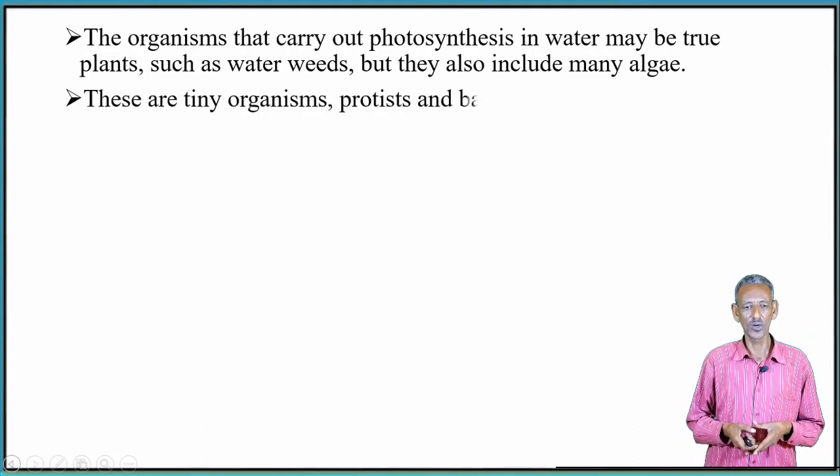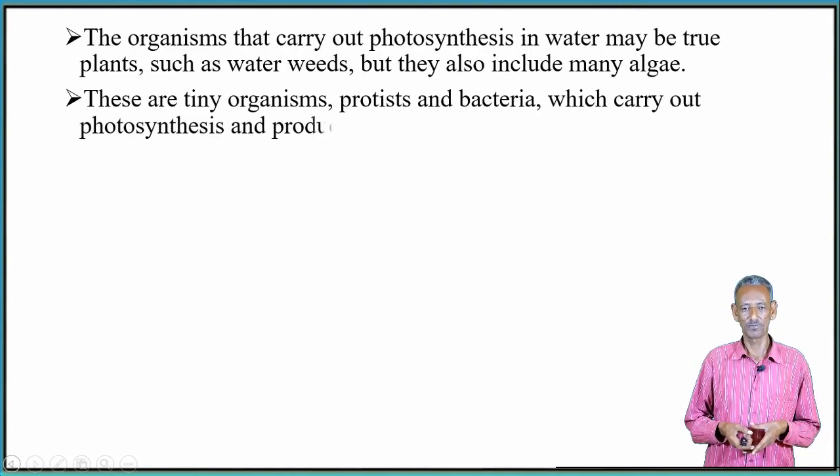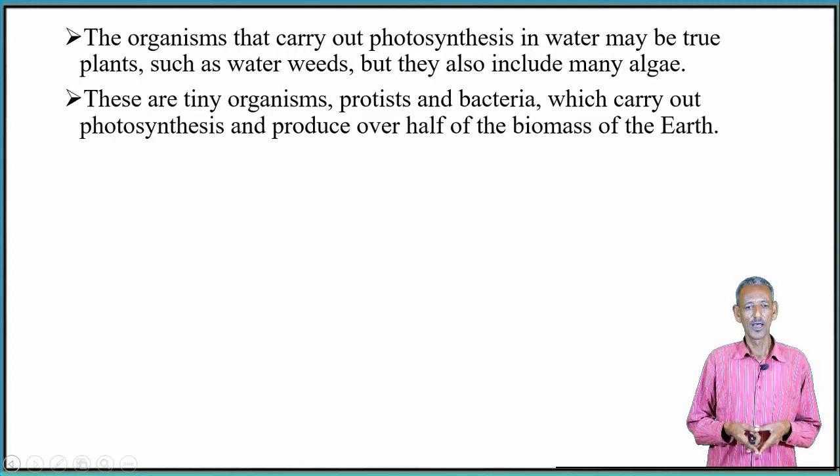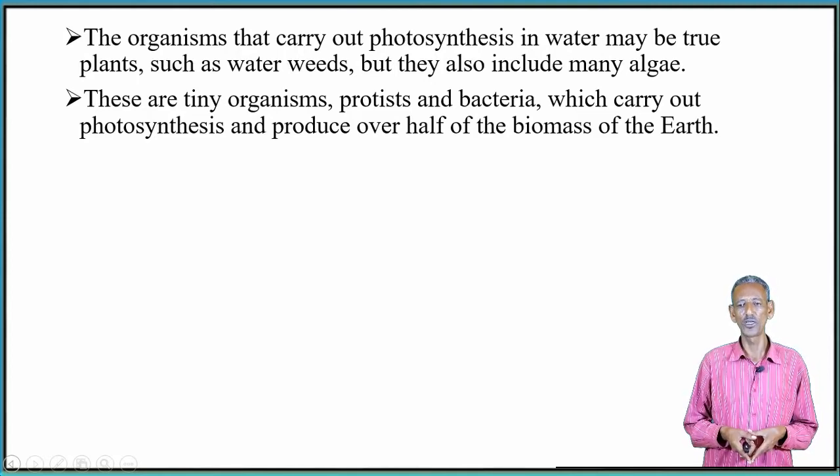These are tiny organisms, protists and bacteria, which carry out photosynthesis and produce over half of the biomass of the earth.